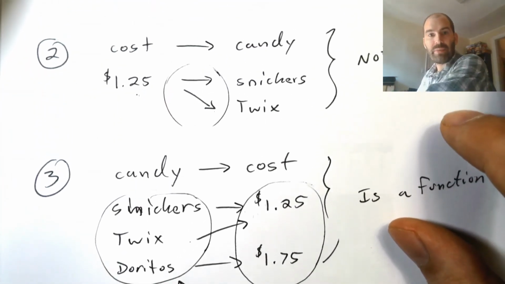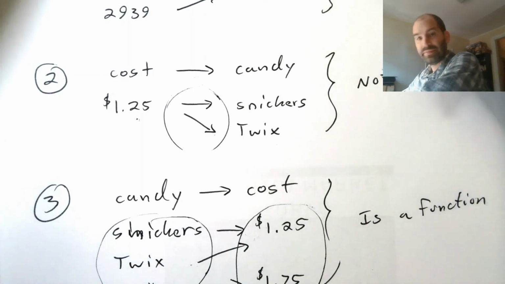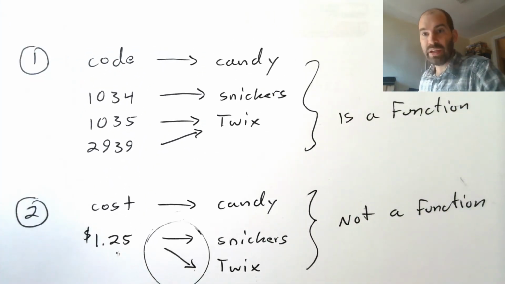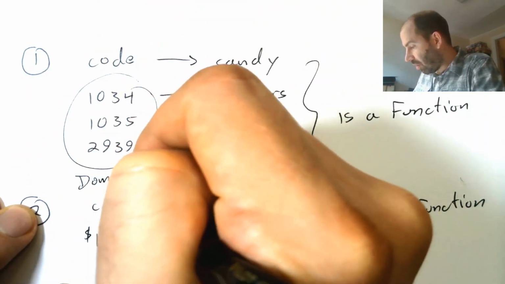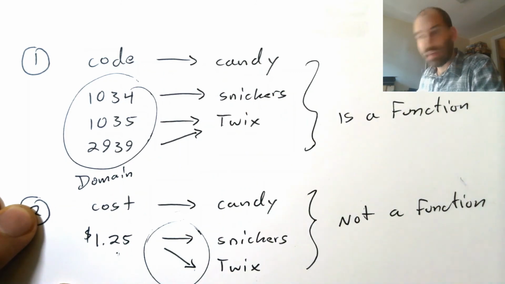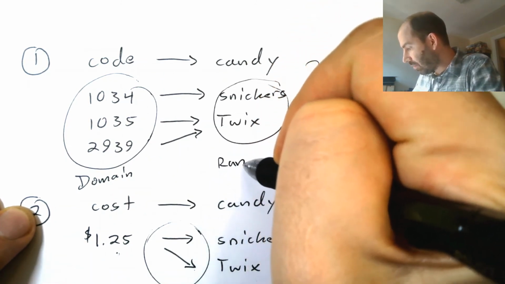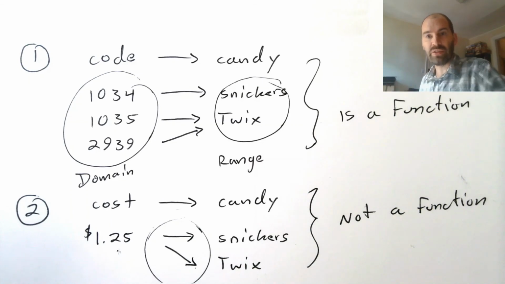If we go up to example 2, it doesn't make sense to talk about the domain and range because it's not a function. Let's go up to example 3. What would the domain and range be here? Well, the domain would be the set of all codes, and the range would be the set of all candy bars that are in the machine. So domain is the inputs, range are the outputs.